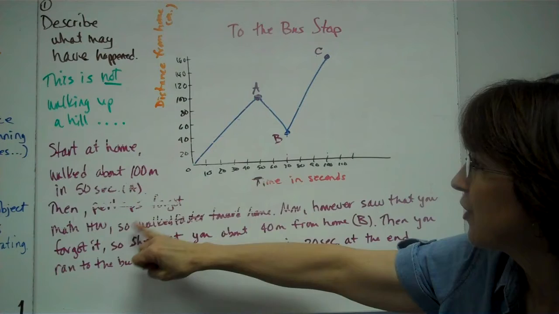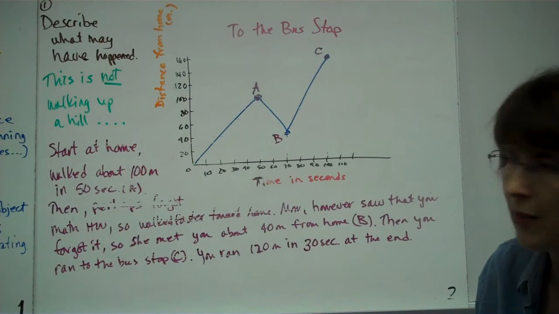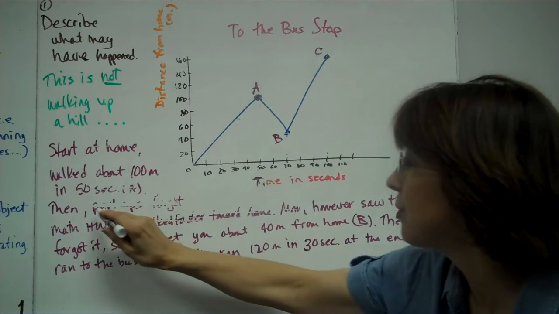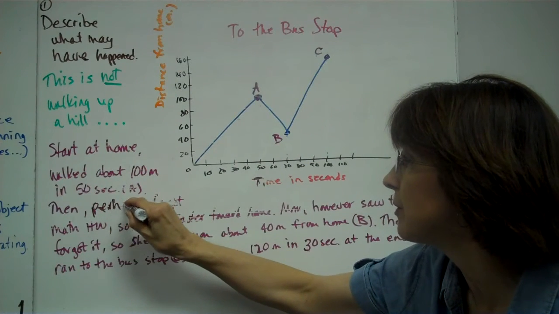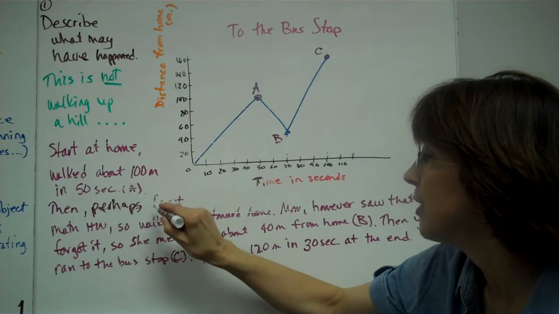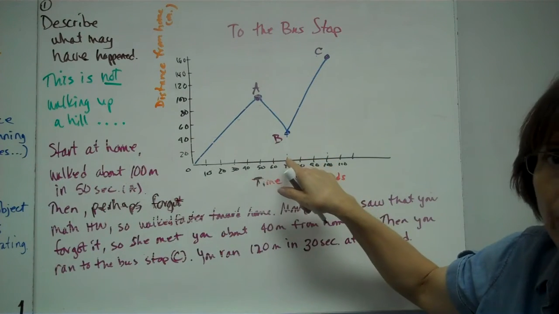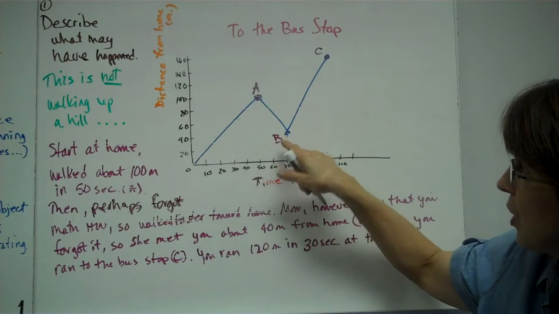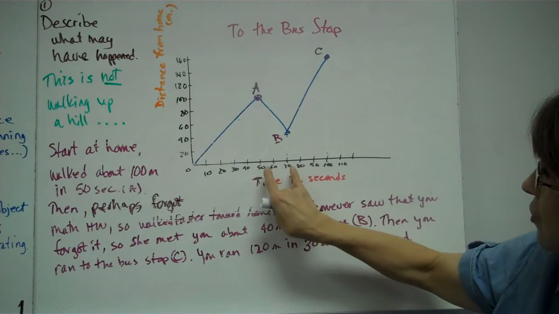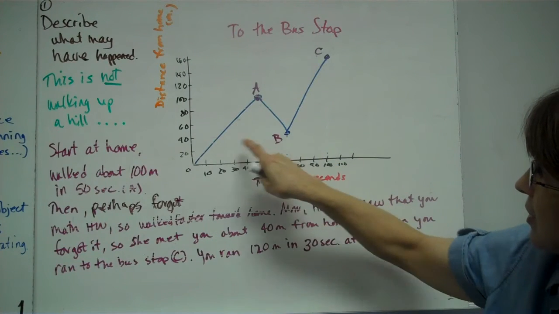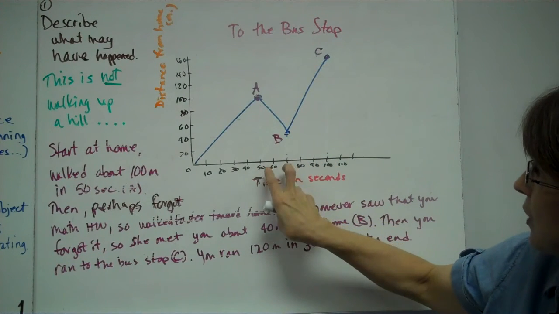Then perhaps you forgot your math homework or forgot something, and you had to go back home, because now you're getting closer to home. Or maybe you went to pick up your friend who said, don't forget to come knock at my door on your way to the stop. Whatever it is, perhaps you forgot something, so you ran back toward home. You're going a little faster, because you're going about 60 meters here, you went down to 40 in about 20 seconds.